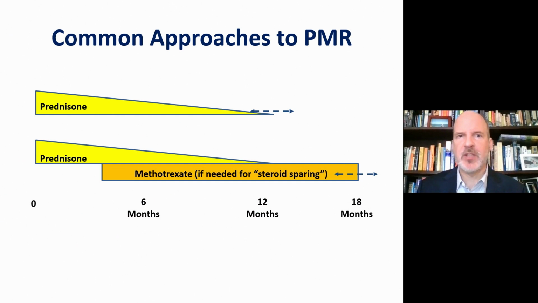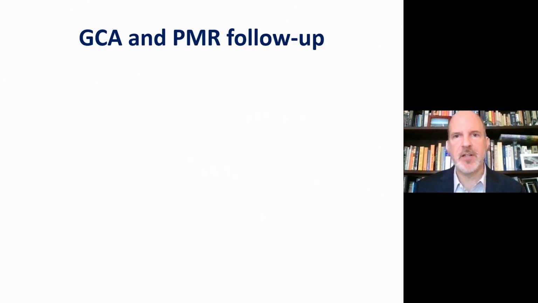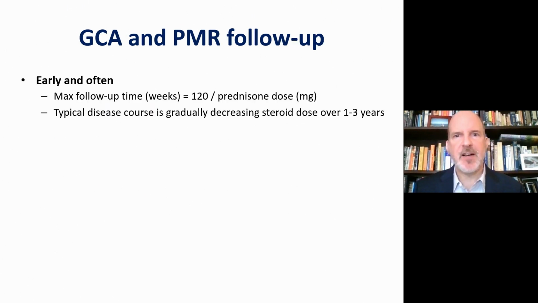PMR, same thing. The only non-steroid drug that has been shown to work is methotrexate, and it's not used that frequently. We start with much lower doses. You probably want to know this, but I want to just emphasize: we start with anywhere between 10 and 25. I follow these patients quickly. This is my own little calculation of how often I want to see them.